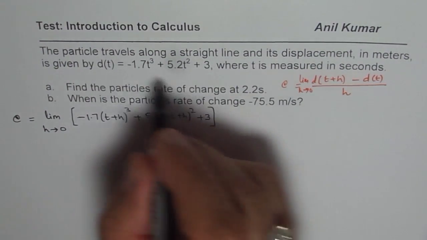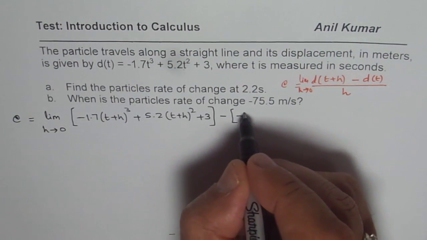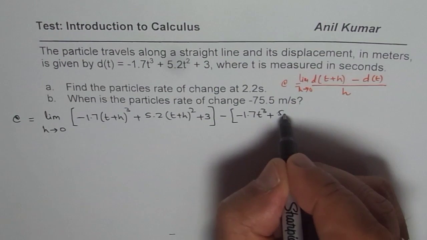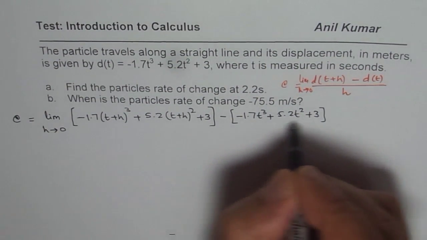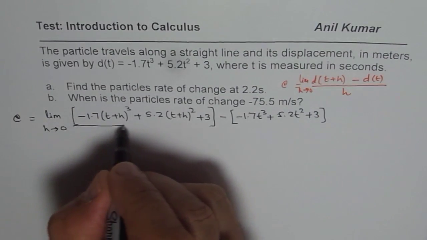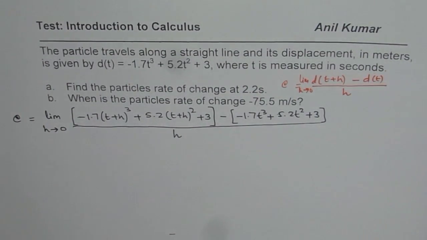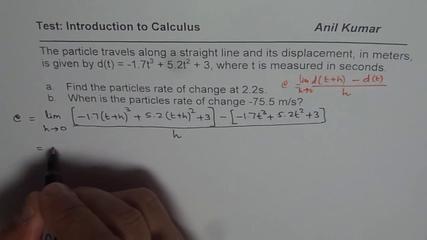Now we'll take away d of t, which is the function itself: minus 1.7 t cubed plus 5.2 t squared plus 3. It is very important to use these brackets, and then everything divided by h. So that's what you get. Now we can expand these, so let us expand and rewrite.